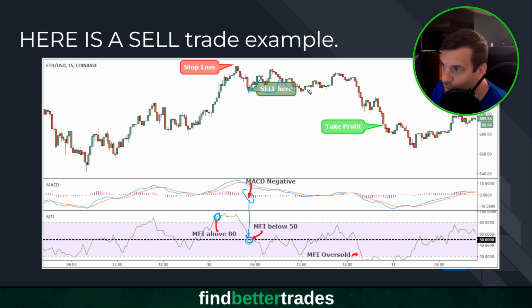Boom. There's the sell. Wait for it to come back down. If it doesn't hit our stop loss, which it never did, exit at the oversold level of 20. And that is a great way to do it. That's the sell example. I showed you a buy example.